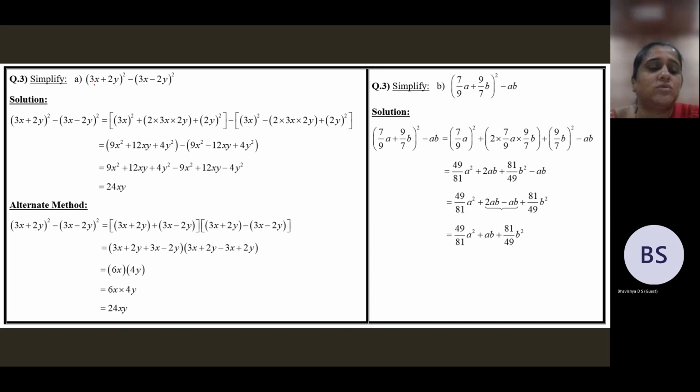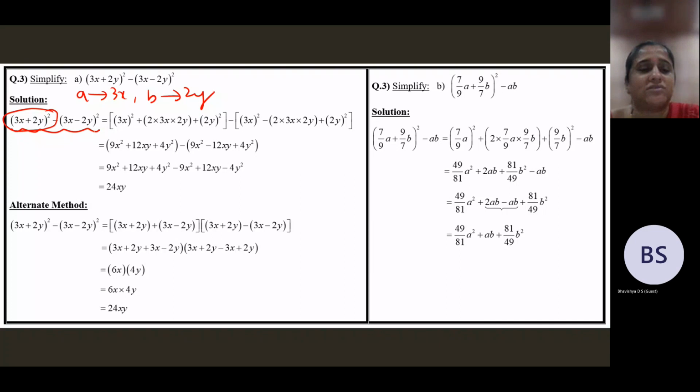Okay, so this is the first method, Bhavishya. Write down what is given. Now expand this using the formula a plus b the whole square, where a is 3x and b is 2y. So expand the first part using the formula a plus b the whole square.